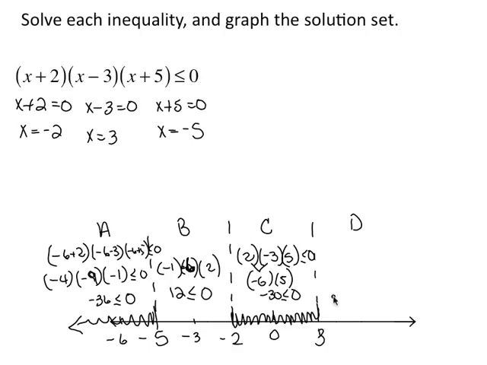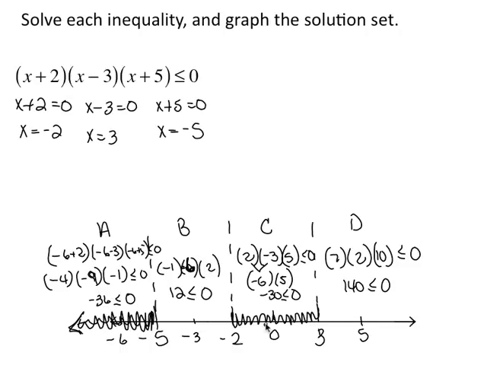And then for a test point in interval D, I'm going to use the number 5. So 5 plus 2 is 7. 5 minus 3 is 2. And then 5 plus 5 is 10. Is that less than or equal to 0? So 7 times 2 is 14, times 10 is 140. That's not less than or equal to 0. So we can't use any of the points in interval D. So the solution set would be all the points in interval A and interval C.